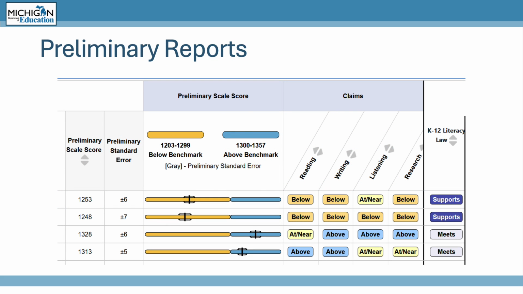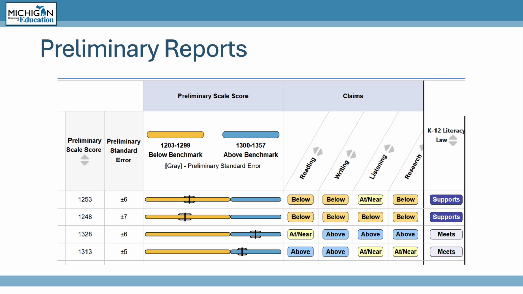This screenshot shows you an example of a third-grade ELA preliminary report. The preliminary scale score is plotted as below or above benchmark, which is the proficiency designation or cut. Not proficient, partially proficient, proficient, and advanced designations are not available until the final score reports.